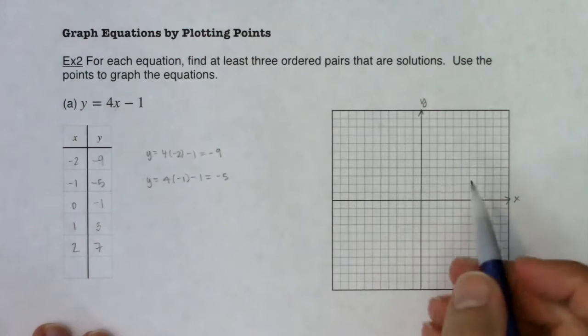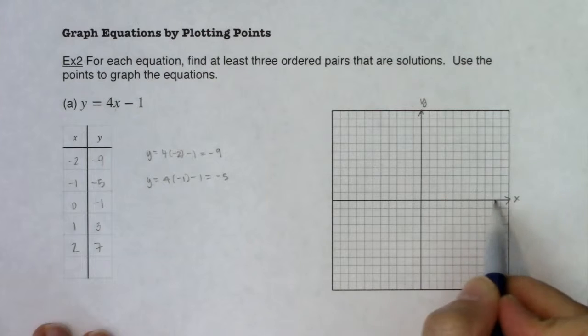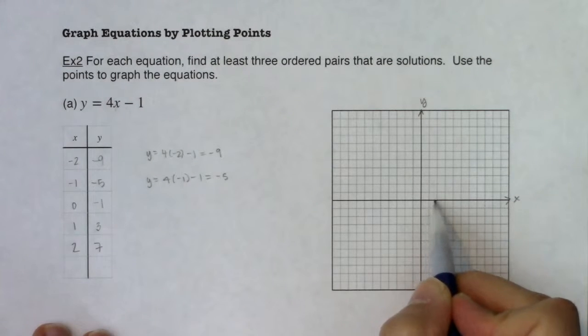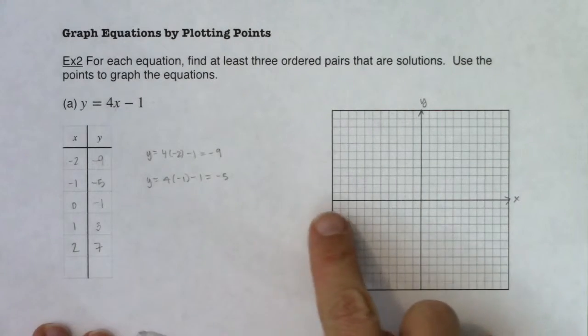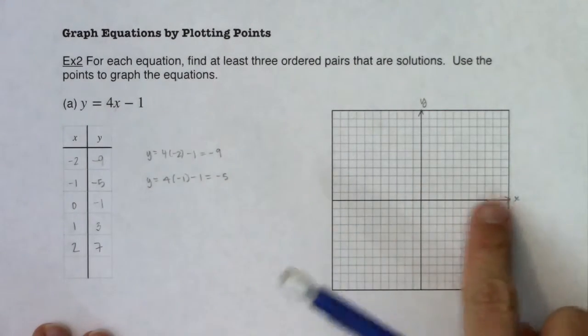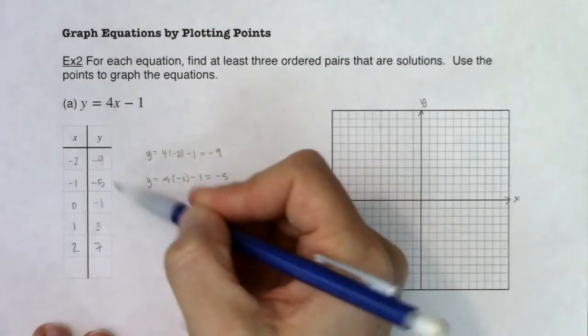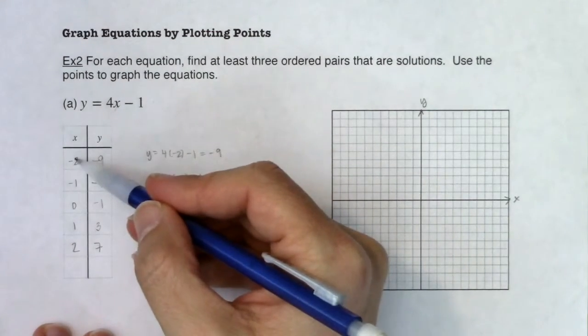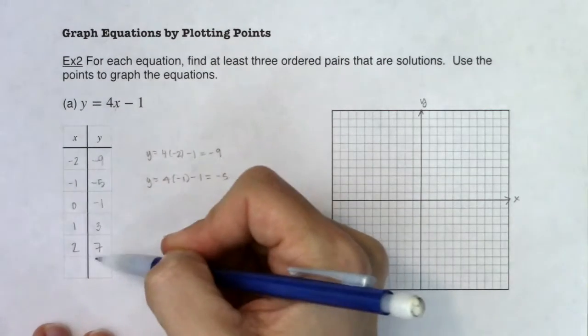Do you want to label or scale this 1, 2, 3, 4, 5, 6, 7, 8, 9, 10? Do you want to go 2, 4, 6, 8, 10? You can decide. And you don't even have to have them be the same numbers. You could scale the x-axis by 2s and the y's by 1s. But just looking at the numbers I have in front of me, it looks like on the x-axis I'm going from negative 2 to 2. And on the y-axis, I'm going negative 9 to 7.